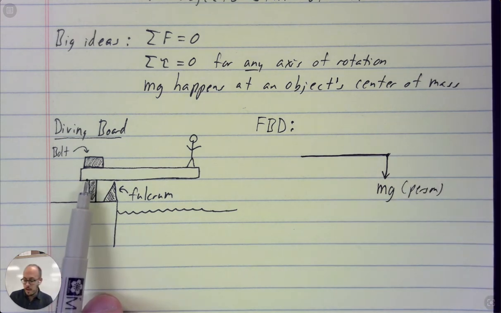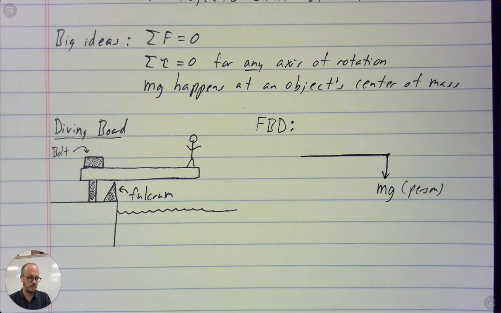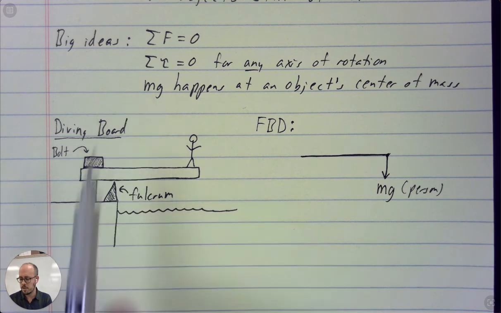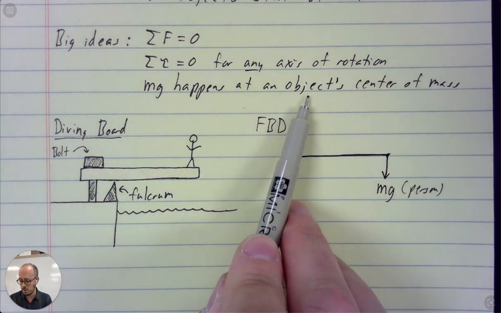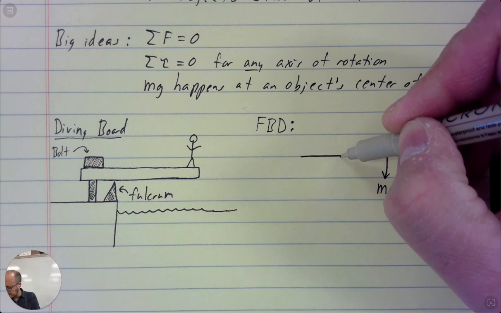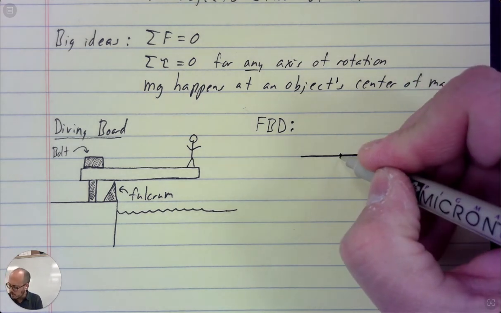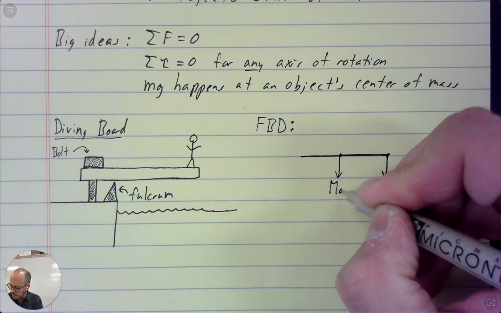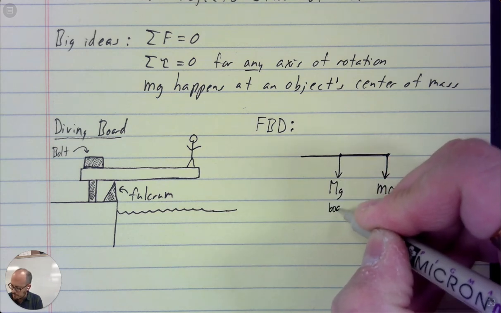The diving board itself has its own weight. Now it might be small, but it could be very large also. This is an extended object, and so the mg for the diving board is going to occur at the object's center of mass. And so what you would be told in this problem is that the diving board is uniform in composition. And so if I go to the approximate center of the diving board, there is also the weight of the diving board. So that's the board.